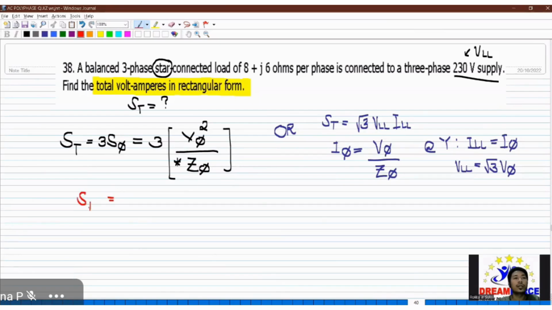So S total now, so that is equivalent to 3. Hindi lang magnitude yung kailangan natin, so therefore, we must include the angles. Okay, and then pag nag-include ka ng angles, pagsosolve ng S, mag-conjugate tayo. So we have your V per phase. Our configuration or connection is Y, so therefore, kailangan na i-divide yung voltahe natin by square root of 3. Then this is divided by the conjugate of 8 plus J of 6.